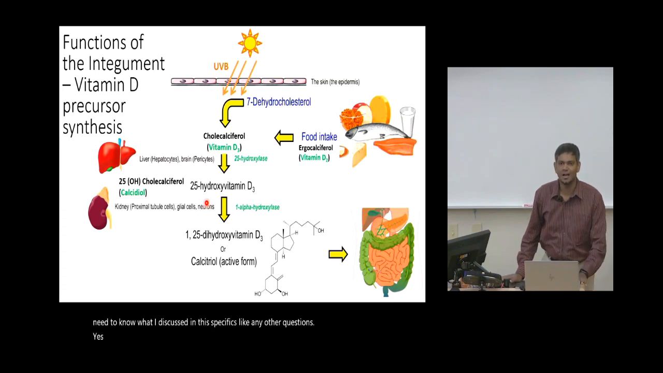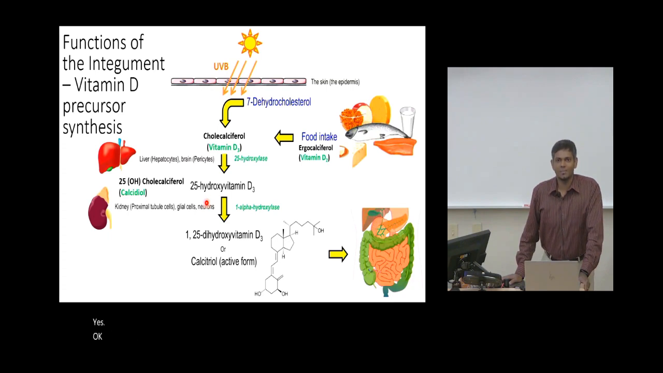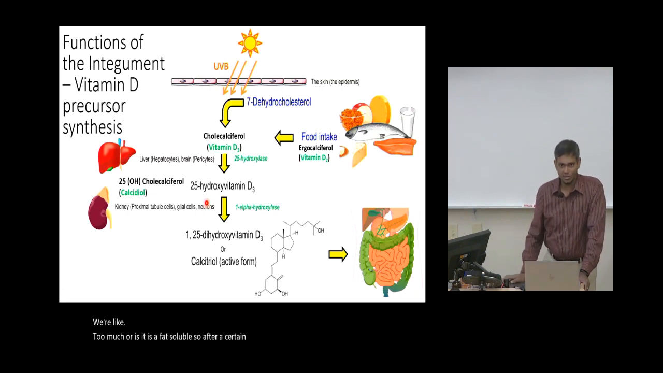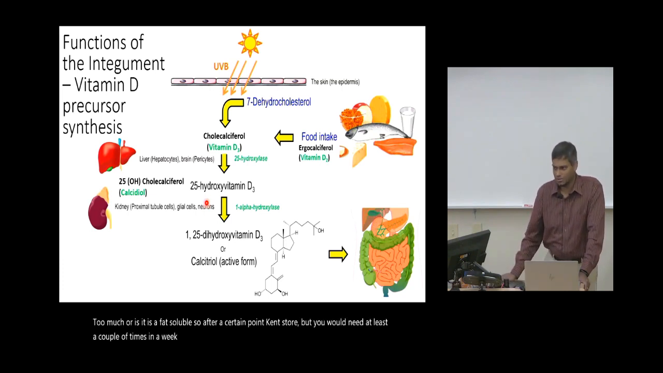Yes? So let's say you go out and you get like excess sunlight. Okay. Is your body able to store like does your body store that if you have too much, or does it just excrete? It is fat soluble, so after a certain point it can't store. But you would need it at least a couple of times in a week exposure, 15 minutes per day.